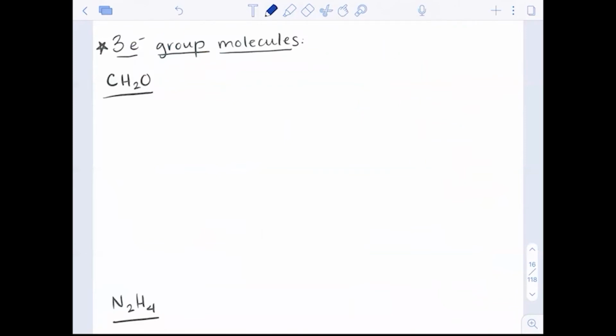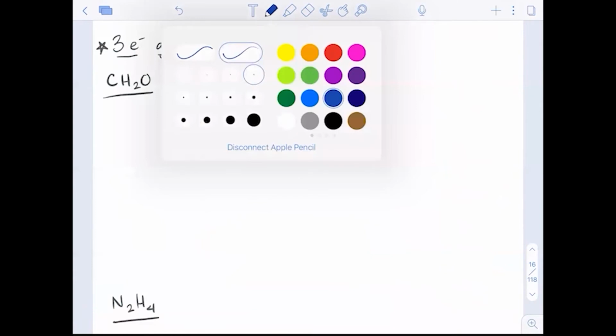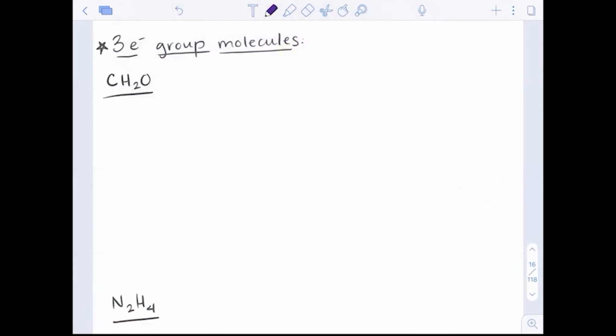Now, what about the 3-electron group? I have 2 examples here that I want to go through to be able to emphasize, well, is 4-electron groups the only thing that hybridizes? No, everything technically hybridizes. Let's look at these 3-electron group structures. Carbon's in the middle because he makes the most number of bonds. We've done this guy before, but let's just do him again.